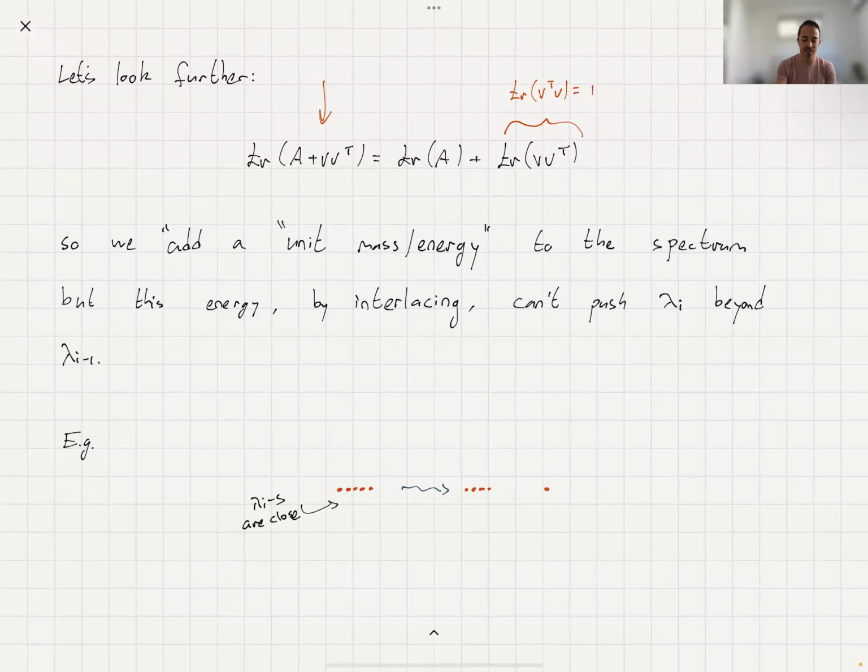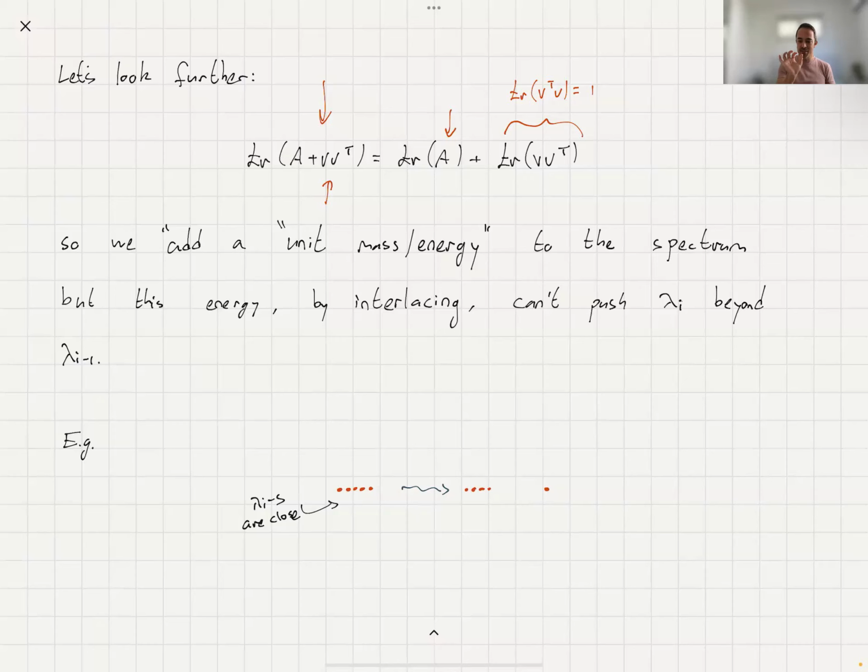So really what happens is that when moving from the A system to the A plus VV transpose system, regardless of what V is, we add a unit of energy to the system, in a sense. And what interlacing tells you is a restriction on how this energy can affect the system.